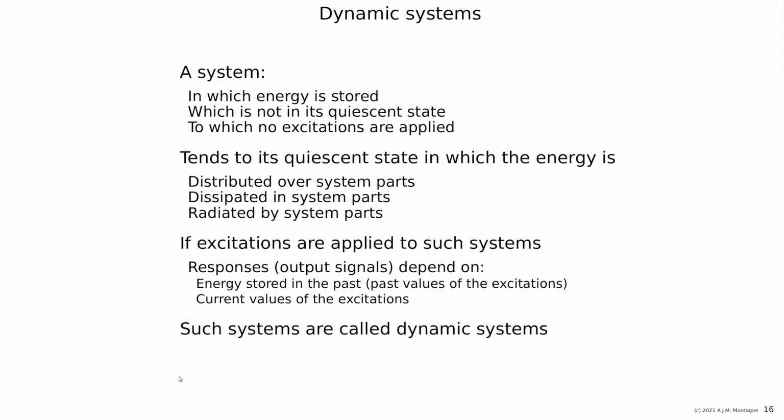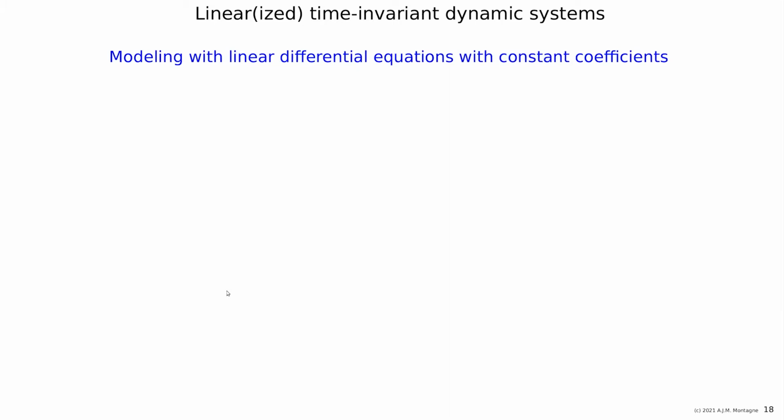Now, how do we describe such linear or linearized time-invariant dynamic systems? We model them with linear differential equations with constant coefficients. If the coefficients are not constant but depend on time, then probably the system is time variant instead of time invariant. And if the differential equations also hold excitations and responses to higher orders than one, then it is probably a nonlinear system. So how does such a differential equation look?